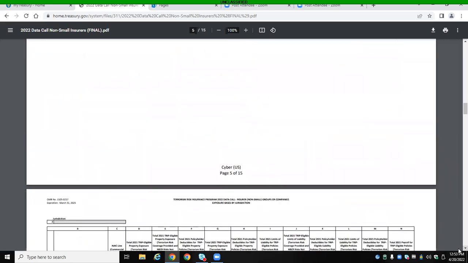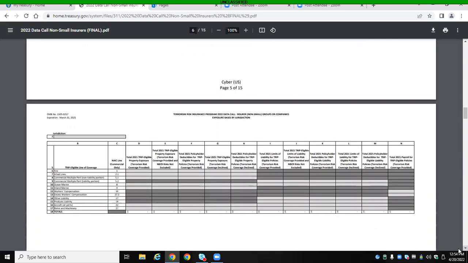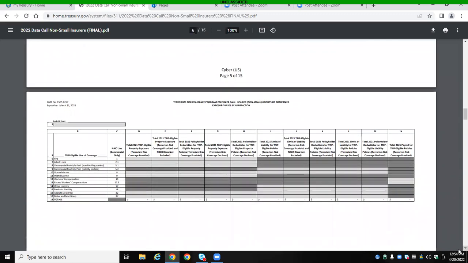Okay, moving to the next form sheet, exposures by jurisdiction. This again uses the NAIC reporting lines or sublines. We're asking you to identify the exposures both covered by and not covered by TRIP. The point here is to calculate the actual total potential exposure under the policy in both cases. The idea is what is the most you might have to pay under the policy in question.